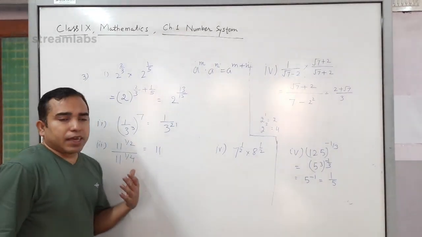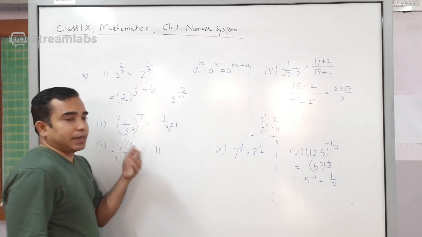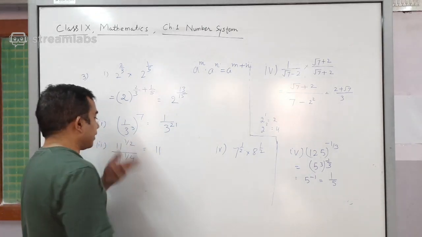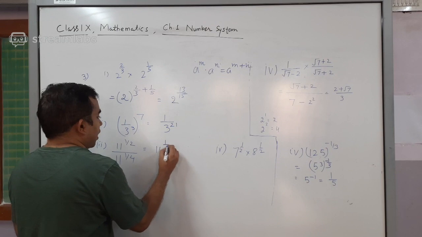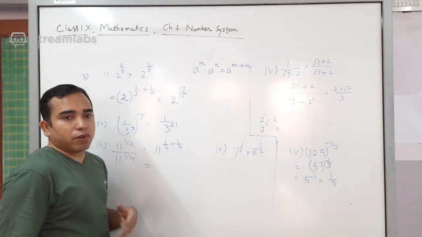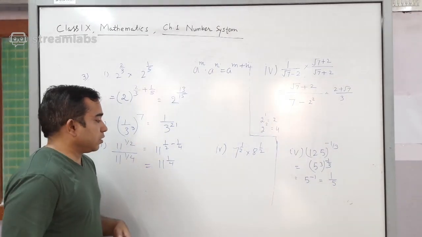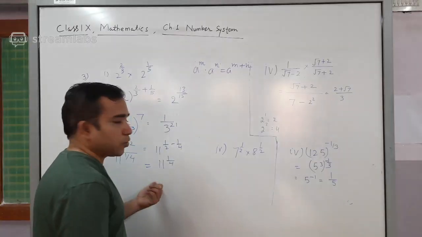Which property? a to power m upon a to power n is equal to a to power m minus n. Powers get subtracted finally. Right, so half minus 1 by 4. So how much it will become? Half minus 1 by 4? 1 by 4. This is, right, and I don't think it can be simplified further. So leave it as it is.